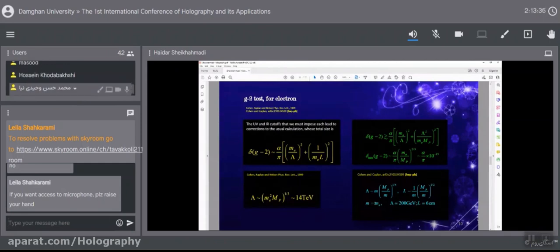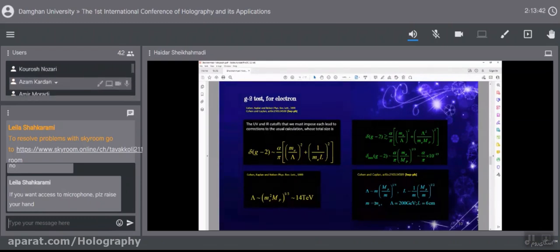When you want to invent new physics, you need to examine your results. One of those important tests is the g-2 test for the electron and muon gyromagnetic anomalies. They can be a matter of interest. For example, consider this g-2 anomaly for the electron: the UV and IR cutoffs that we must impose, not on each of them separately but simultaneously, lead to corrections to the usual calculation.